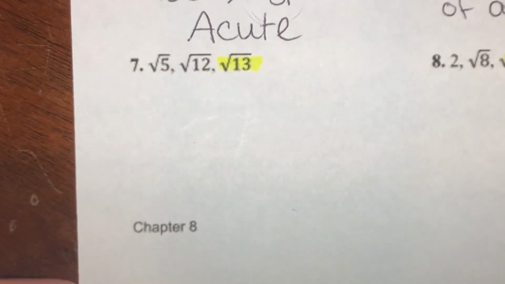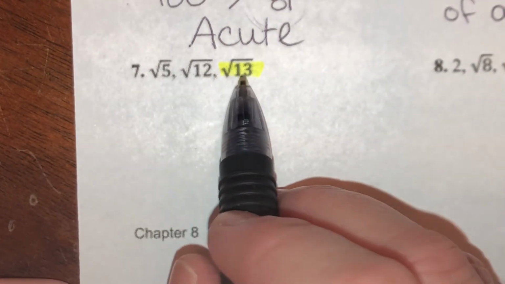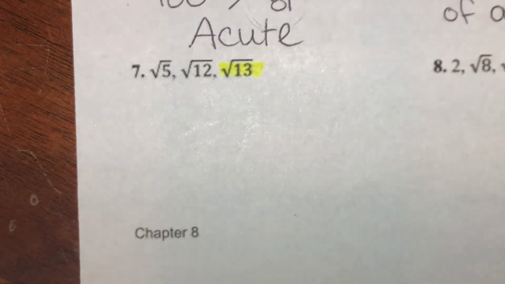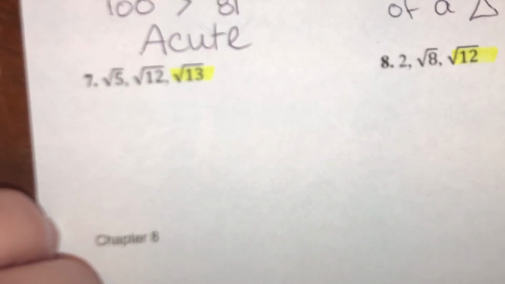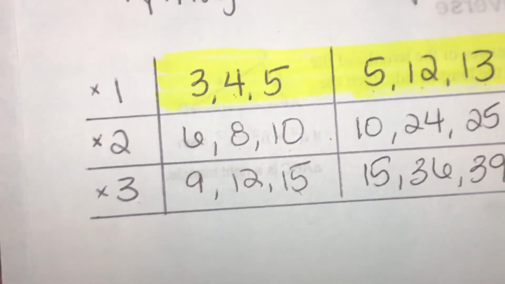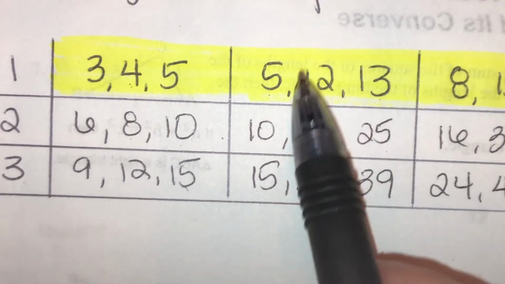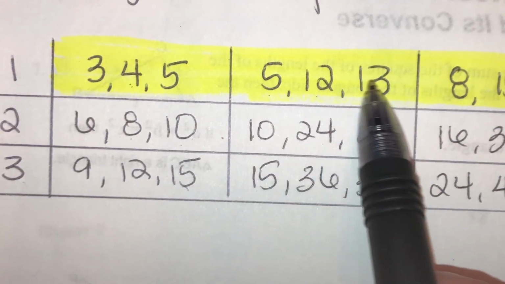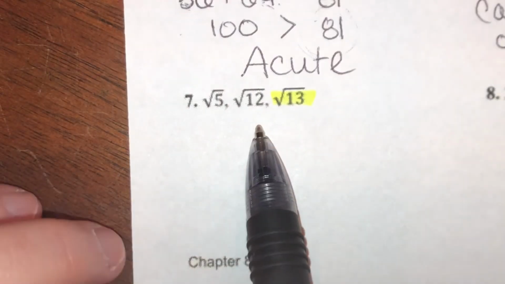Okay, number 7, square root of 5, square root of 12, and square root of 13. One thing I want to show you here, because we just went over it: 5, 12, and 13 are a Pythagorean triple, right? They make up a Pythagorean triple. So does that work with these?